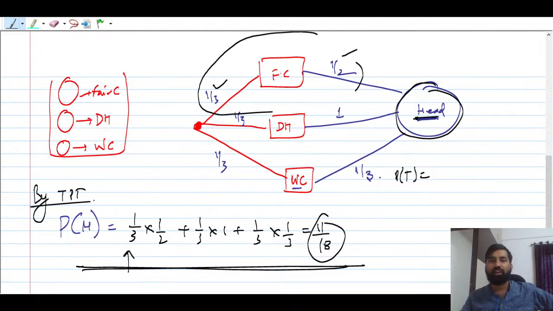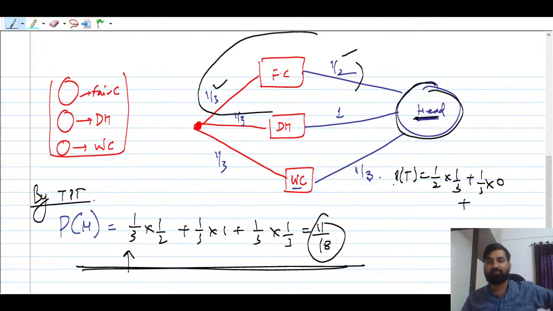In this case, 1 by 2 into 1 by 3, that is fine, plus here 0 will come, like 1 by 3 into 0. Why 0? Because you cannot get tail if there is a doubly headed coin. If there is a doubly headed coin, you can't get tail, so that is an impossible event. So the probability is going to be 0, so you always take 0.